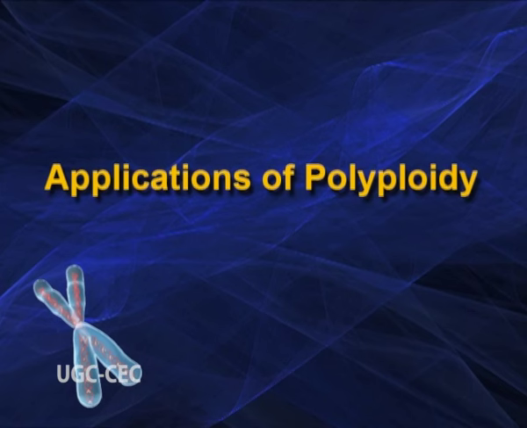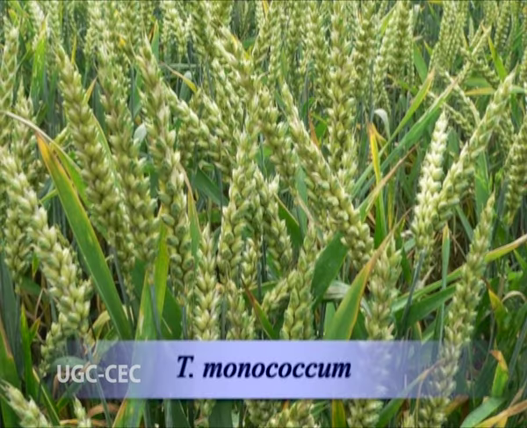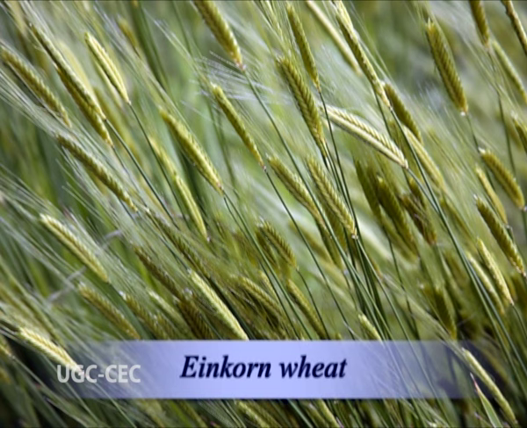Applications of polyploidy. For example, bread wheat. The genus Triticum consists of a polyploid series of wheat. The diploid species T. monococcum, or einkorn wheat, 2n equals 14, was the first to be used for food about 10,000 to 12,000 years ago, about the time civilization began. At that time, seeds of wild plants were collected for food and subsequently brought into cultivation. The einkorn wheat is hulled and is small as compared to its polyploid relatives.